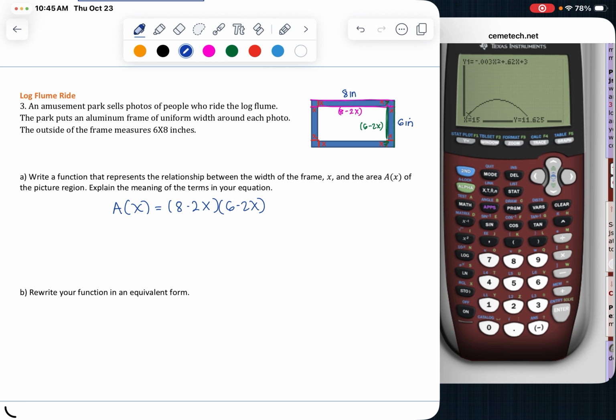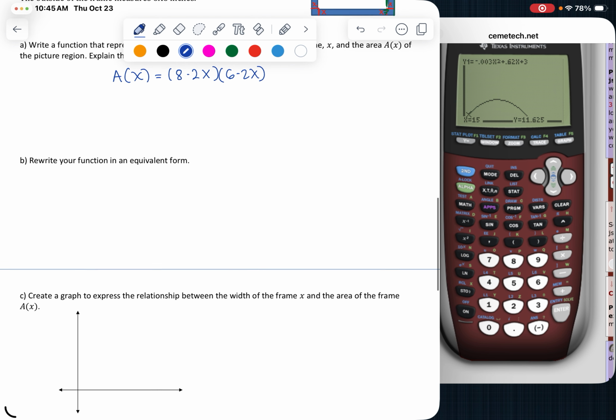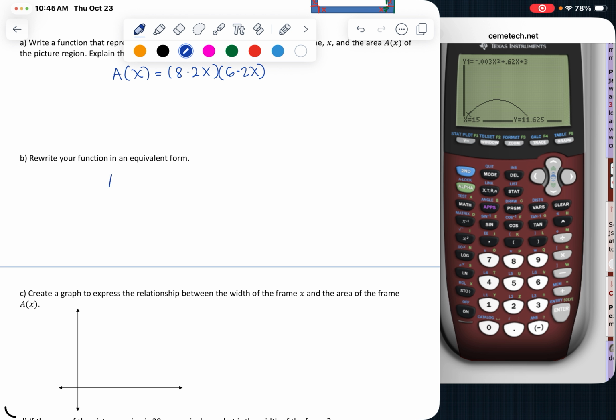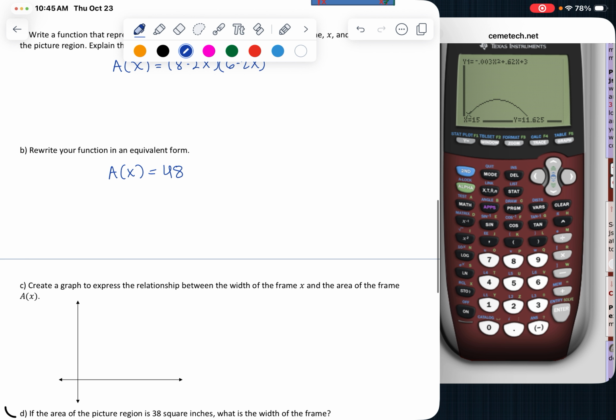All right, the next question says, rewrite your function in an equivalent form. So let's put it in standard form because it's not in standard form right now. So we are going to FOIL. A of x is equal to 48. And then that's negative 16x and negative 12x, which is negative 28x. And then negative 2x times negative 2x is plus 4x squared. This is technically not in standard form yet because it is not written highest exponent to lowest exponent. So 4x squared minus 28x plus 48. So there's my standard form.